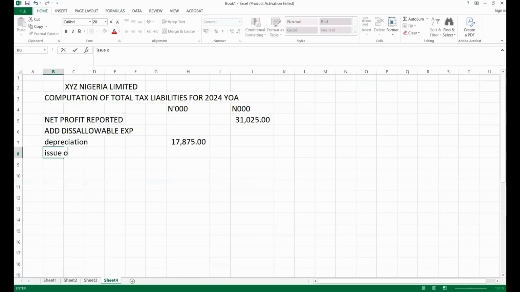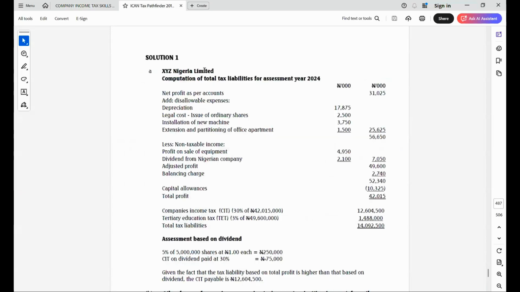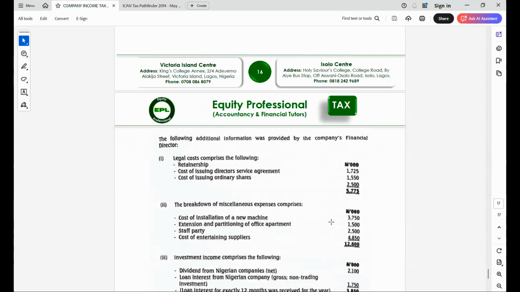Issuing ordinary share. So disallowed 2.5. Then after that, we have the next information from the question: the breakdown of miscellaneous expenses, cost of installation of new machine. Is that allowable? Installation of new machine. Disallowed. It needs to be capitalized. It is capital in nature. Installation of new machine, 3750.